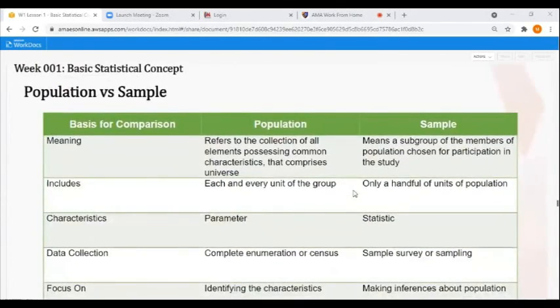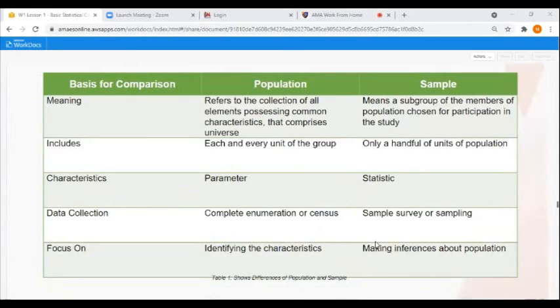Okay, so here, the words sample and population have been mentioned numerous times during our discussion. So let us summarize it. Population's definition refers to the collection of all elements possessing common characteristics that comprises the universe. Whereas for sample, it is a subgroup of members of population chosen for participation in the study. Okay, so one important word that we always have to include when we are describing population is the word all. All includes each and every unit of the group. And then for the subgroup, these are only a handful of units of the population.